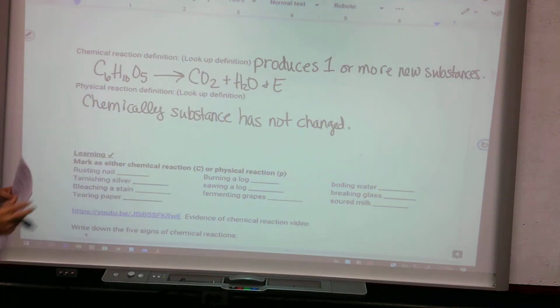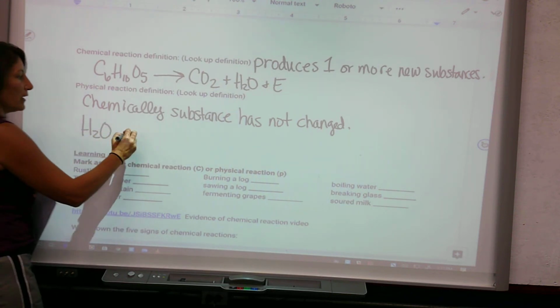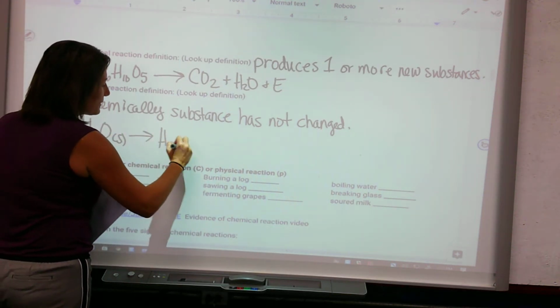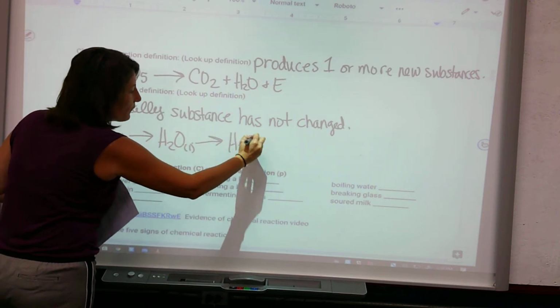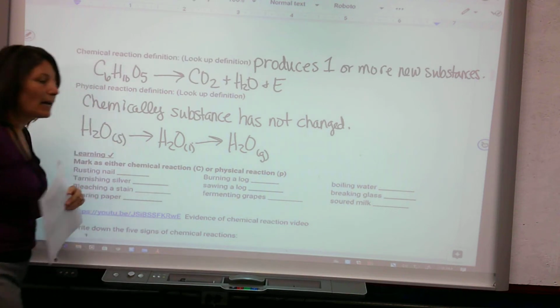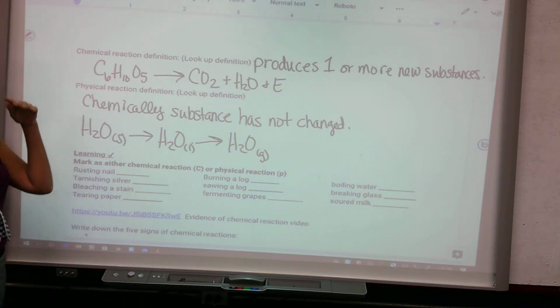Now with the physical change, chemically the substance has not changed. When I brought out the ice, it was H2O and it was a solid. As it melted, it was still H2O, just now liquid. And if I left it there long enough, it would evaporate into a gas, but it would still be H2O, water vapor. So that's the difference between chemical and physical.